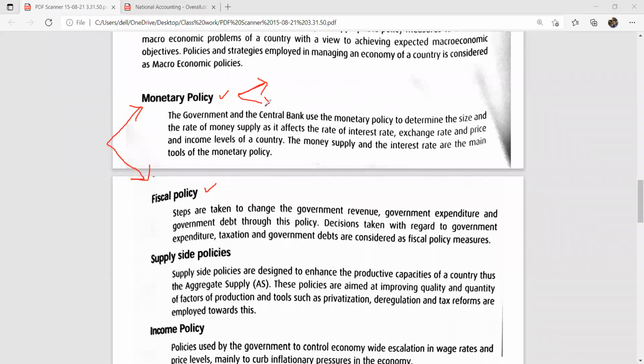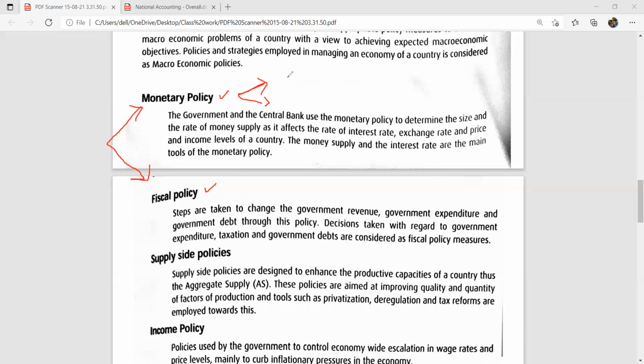In certain cases, the rate of interest, money supply, and sometimes the exchange rate are changed in order to boost aggregate demand, and sometimes to reduce it. We will learn separately in future lessons how to achieve these objectives one by one. The government and central bank use monetary policy to determine the size and rate of money supply, as it affects the rate of interest, exchange rate, and price and income levels of a country. Money supply and interest rate are the main tools of monetary policy.